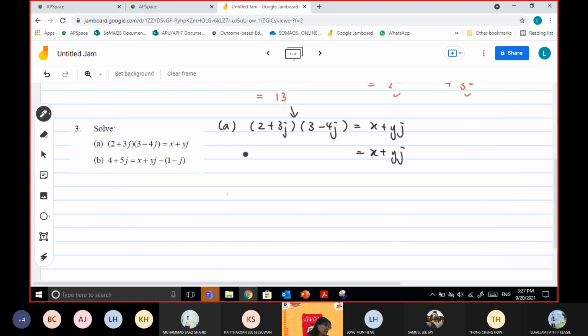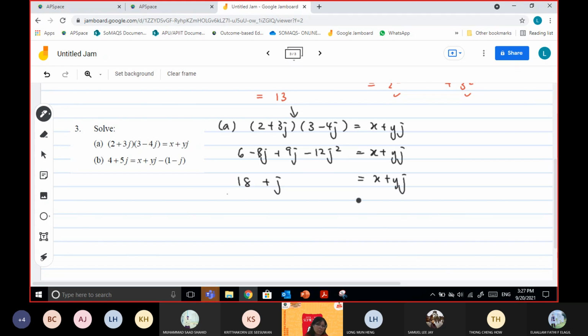Okay, so he gave me 6 minus 8j. Yes, 2 times 3, 6. 2 times minus 4, so minus 8j. Then 3j times 3 is 9j. Yes. Then minus 12j squared. Correct. Okay, thank you. So j squared is a minus 1 times minus 12 is a 12. So 18 plus j equals to x plus yj.